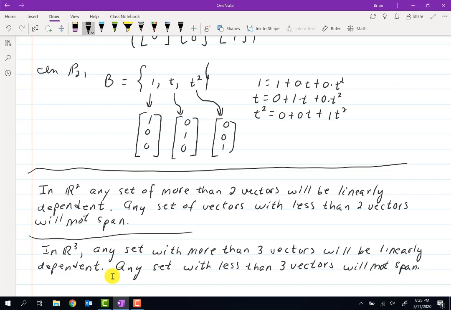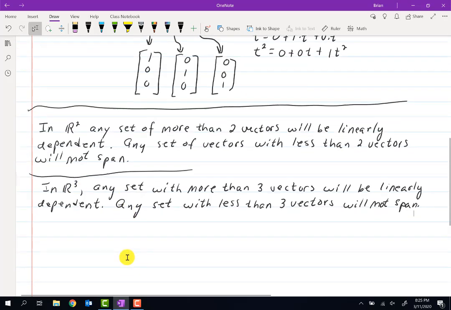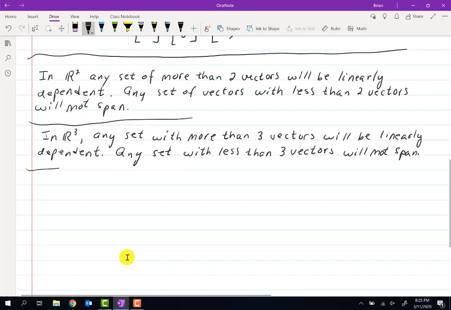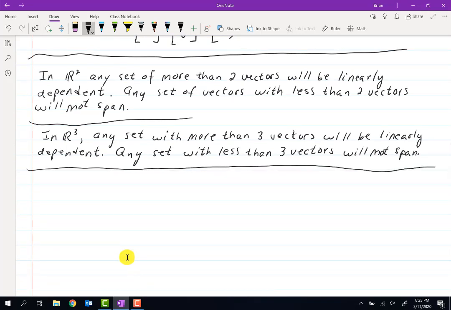So this is what we're going for. In R2, we need exactly 2 vectors. Any more, too many. Any less, too few. In R3, we need 3 vectors. Any more, too many. Any less, too few. So that's basically the gist of what we're getting to. And through the theorems, we're going to prove that not only is it true for R3, but for any vector space with a certain basis.